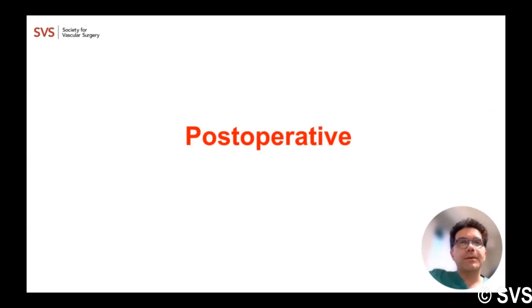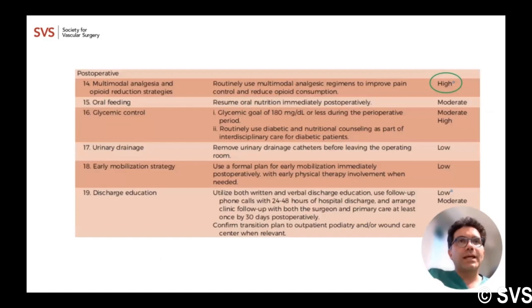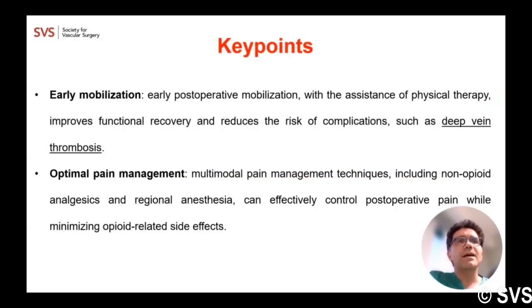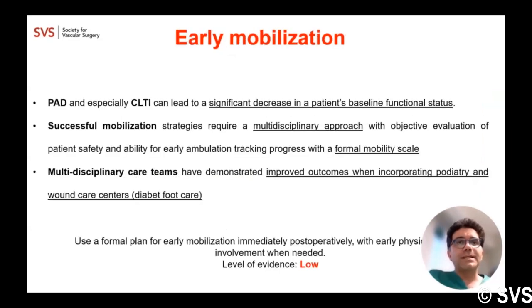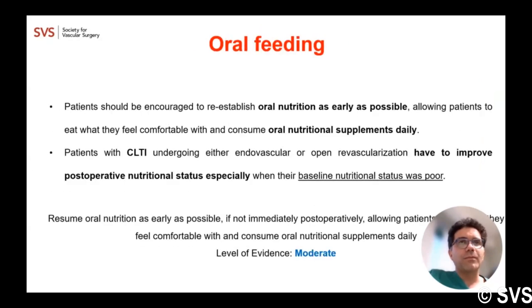Looking at the postoperative recommendations, routine use of multimodal analgesia is important in the postoperative care of such patients, and also glycemic control. The key points are early mobilization and optimal pain management. About early mobilization, the use of a formal plan has a low level of evidence, but we know it's very important in such patients for different reasons, not only movement, but also to reduce the risk of venous thrombosis.